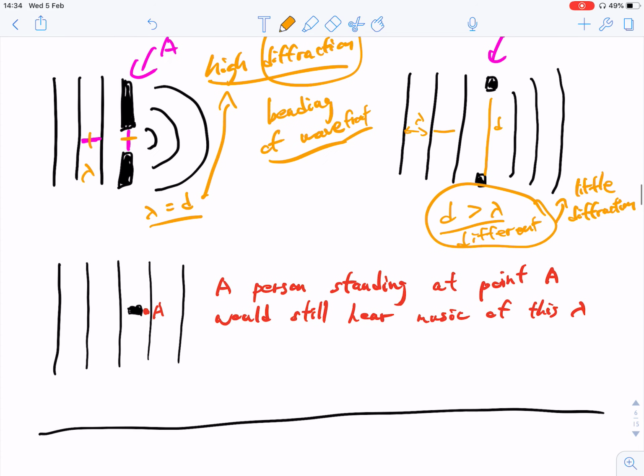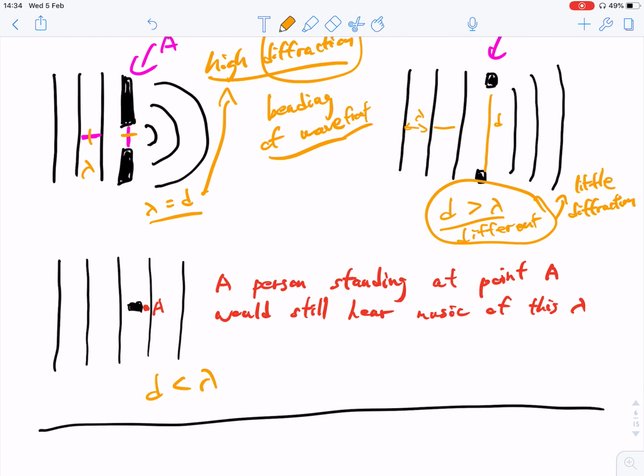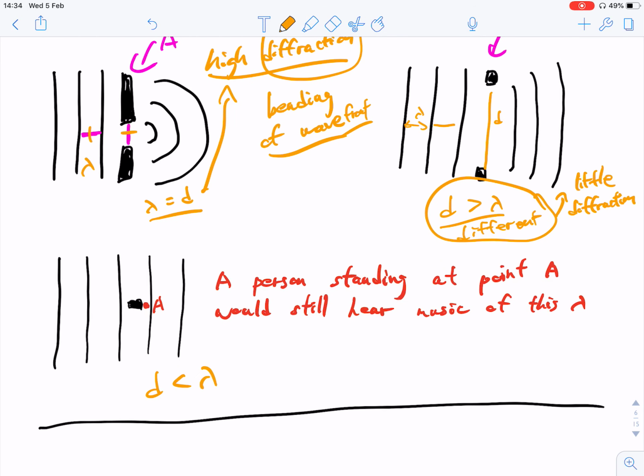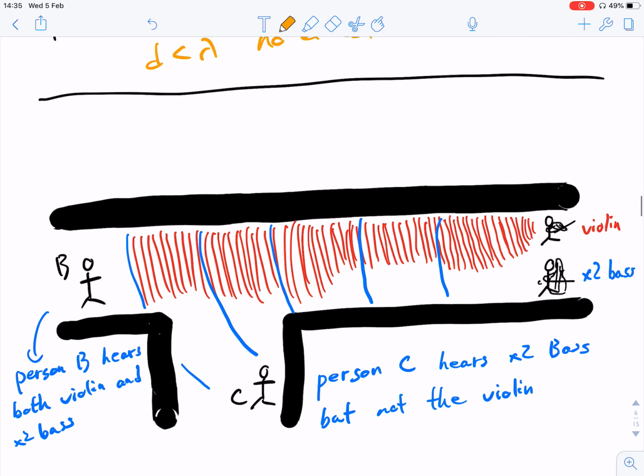And actually when the slit itself is a lot smaller, so here the size of D is smaller than the wavelength, then it works as if no diffraction actually happens at all. So there's actually no effect. So even if a person was standing at point A, they would still hear music because the wavelengths are much, much larger.